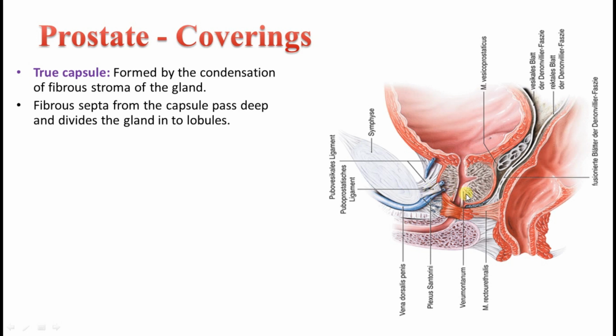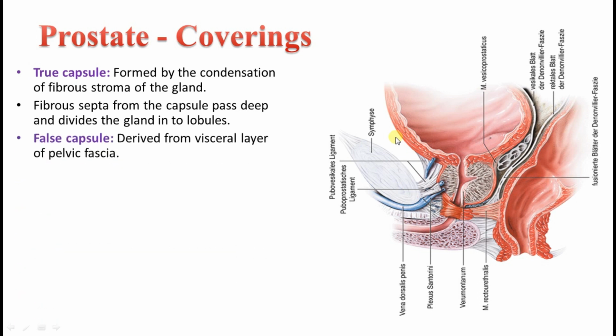The false capsule is derived from the visceral layer of pelvic fascia. Pelvic fascia lines the wall of your pelvis. Your lateral wall is a bony wall, which is also muscular, because the levator ani, piriformis and coccygeus muscles take origin from the lateral and posterior wall of the pelvis, and they are covered by a fascia which is the parietal layer of pelvic fascia. That parietal layer reflects as the visceral layer.